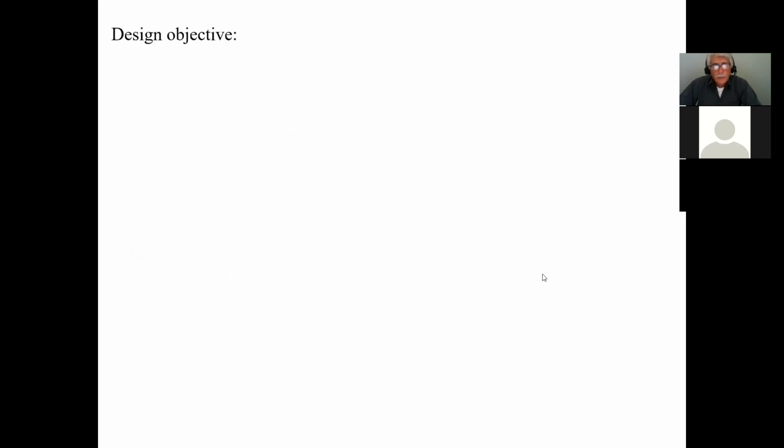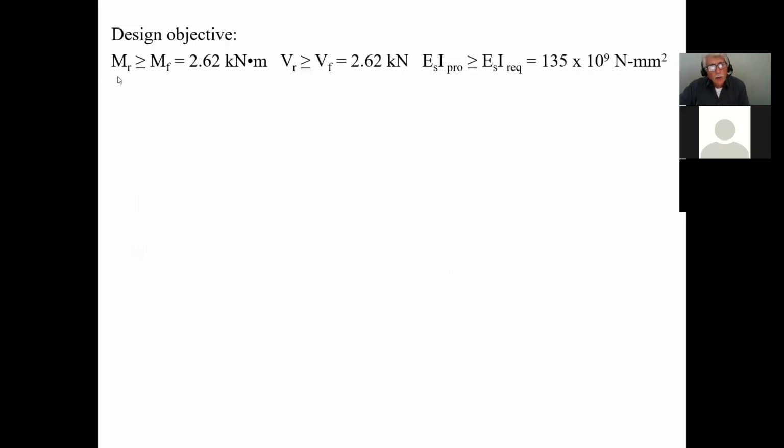Okay, so now, of course, what's our design objective? Always to make sure that the MR value is greater than the MF value. And in this case, the MF value is 2.62. We have to make sure the VR value is greater than the VF value. And of course, the stiffness provided should be greater than the stiffness required. So that's always our design objective: MR greater than MF, VR greater than VF, and EI provided greater than EI required.